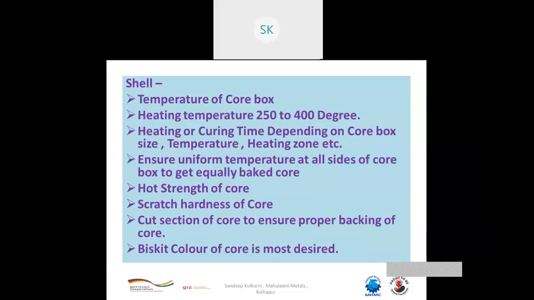Sometimes you are using some coils. In one area the coils are not working properly, while in some areas the coils are good. Then in one area the heat temperature will be more and in the other area the temperature will be less, so baking will be uneven. So you have to take proper care to ensure uniform temperature on all sides of the core box to get equally baked cores.